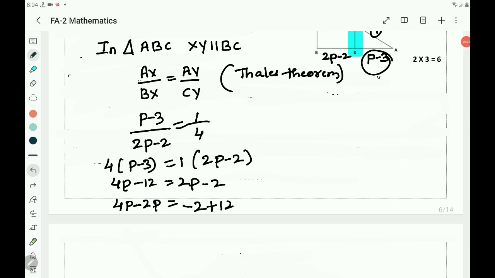4P minus 2P, 2P equals minus 2 plus 12. 12 minus 2 is equal to 10. Then P equals 10 by 2 you can do, or otherwise here only you can cancel. 2 ones are 2, 5s are 10, then P is equal to what? 5. P is equal to 5. You got the answer. What is the value of P? P is equal to 5.